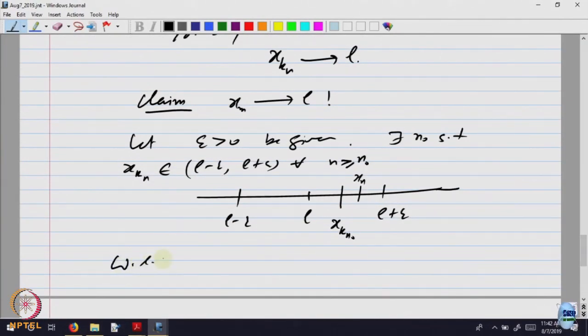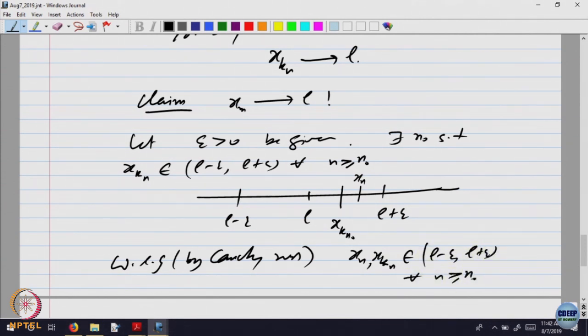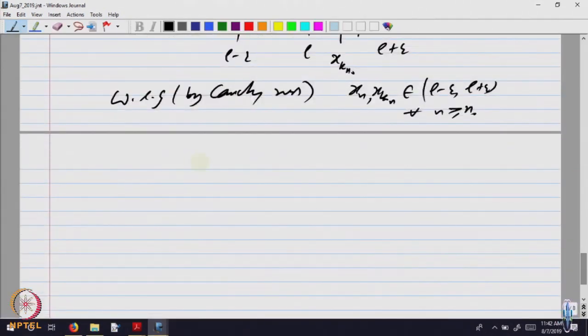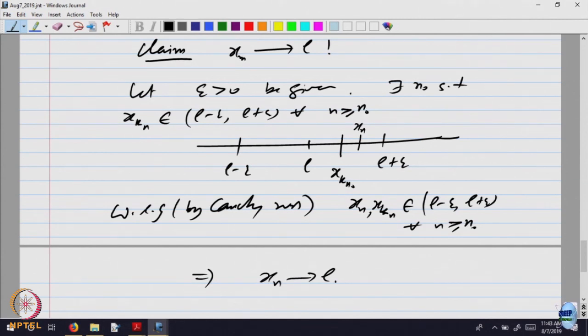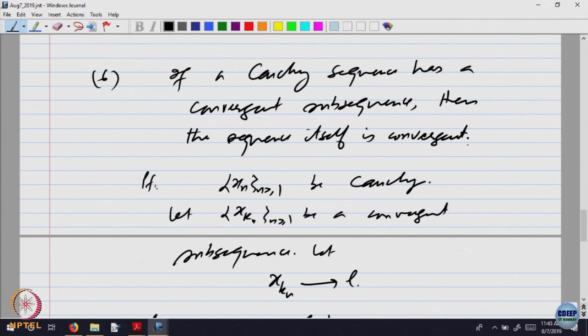So, let us say without loss of generality, by Cauchiness, x n and x k n both belong to L minus epsilon to L plus epsilon for every n bigger than n naught, right. Is that okay? That is the Cauchiness, but that is the same as saying it implies x n converges to L, because x n is coming inside L minus epsilon to L plus epsilon for n bigger than n naught. Right? Is it okay? So that proves the fact that if a Cauchy sequence has a convergent subsequence, then the sequence itself must converge.